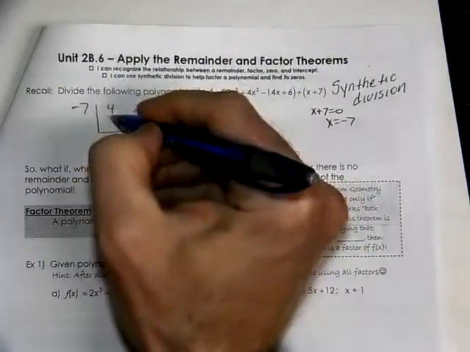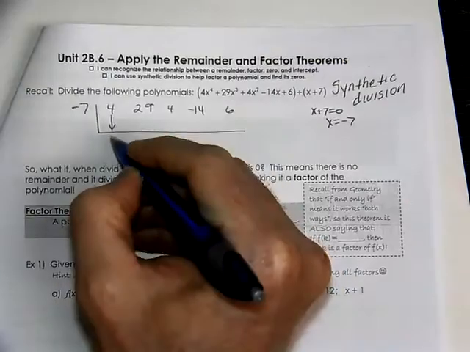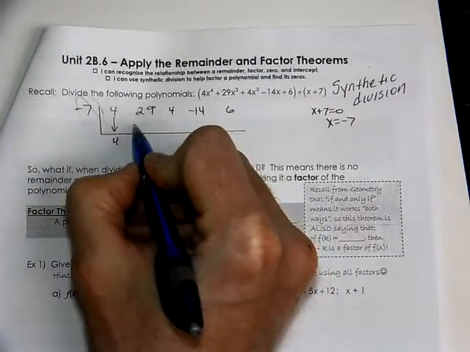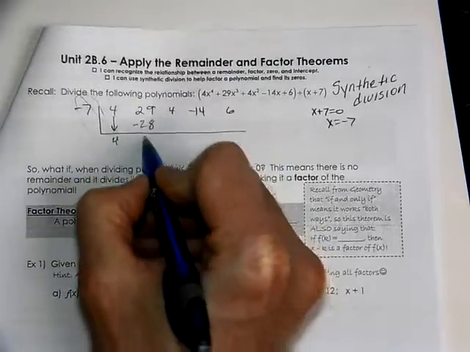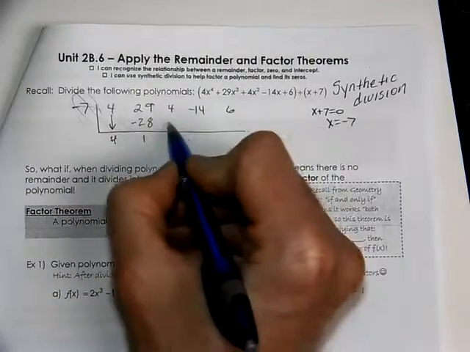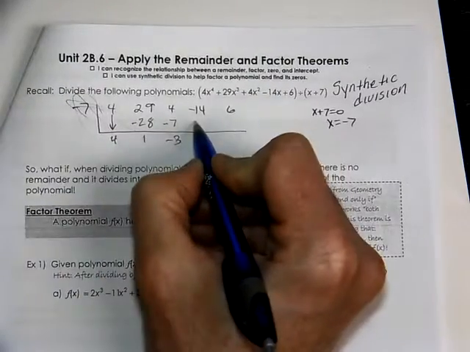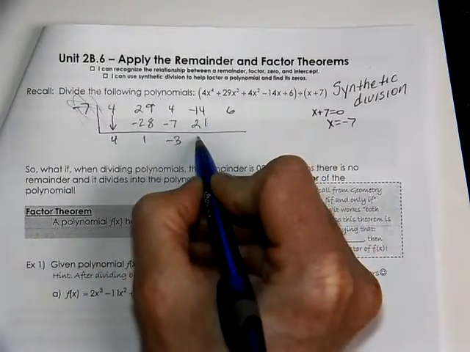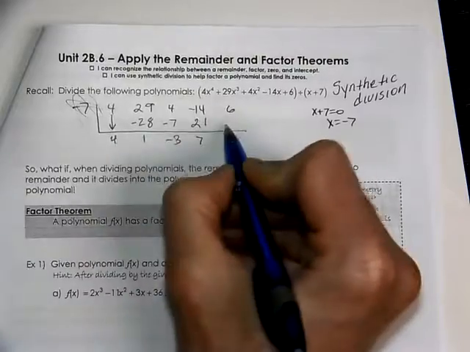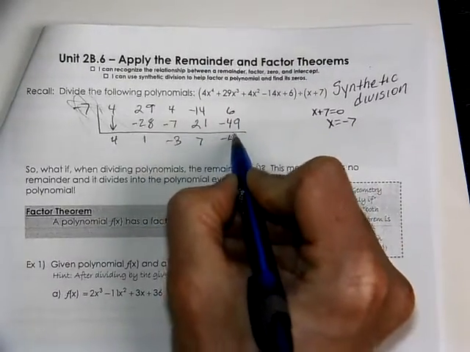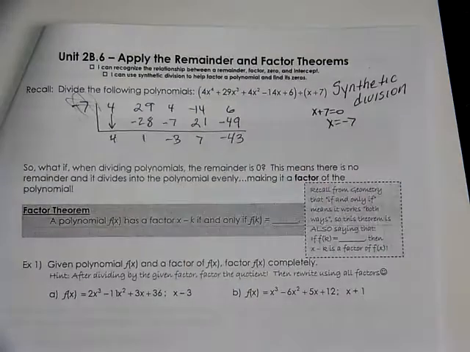And if you recall, we drop down the 4. We multiply the first term. This gives us negative 28. Multiply. Multiply. And multiply. That gives us an answer of negative 43.